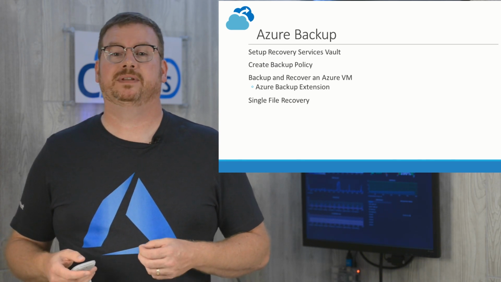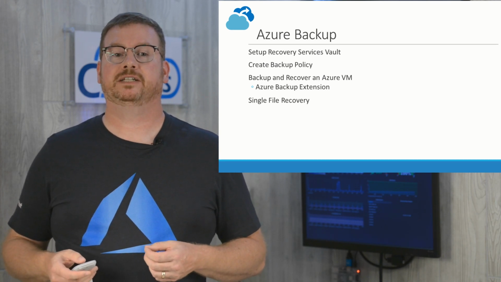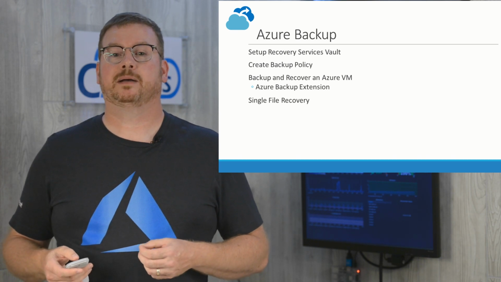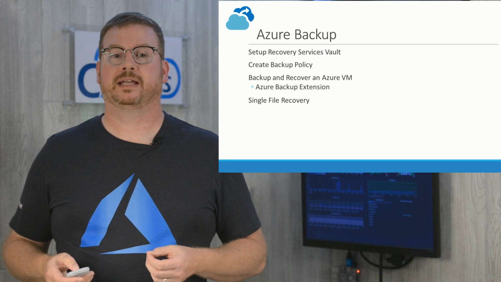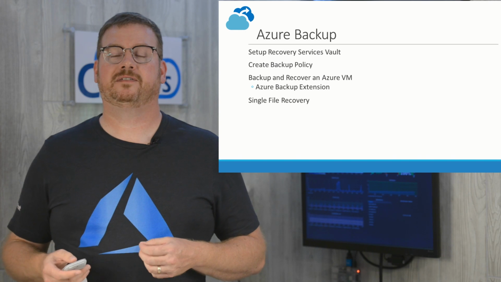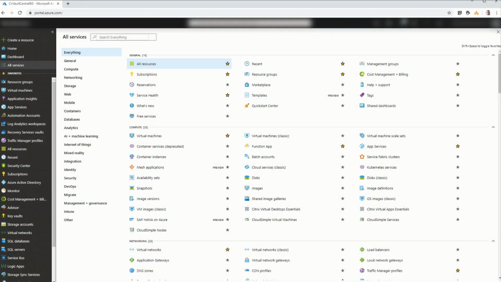Next, we're going to back up and recover an Azure VM. Azure VMs use the Azure VM Agent Backup extension to back up the entire VM. If you only need to back up a select file on an Azure VM, that can be done with the backup client. More on that in an upcoming video. Once that's done, we'll do a single file recovery from an Azure backup. Buckle up everyone, it's demo time.